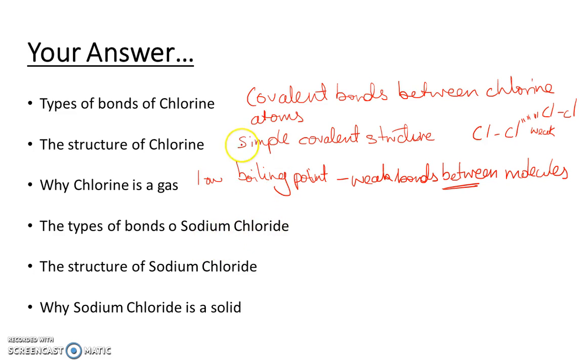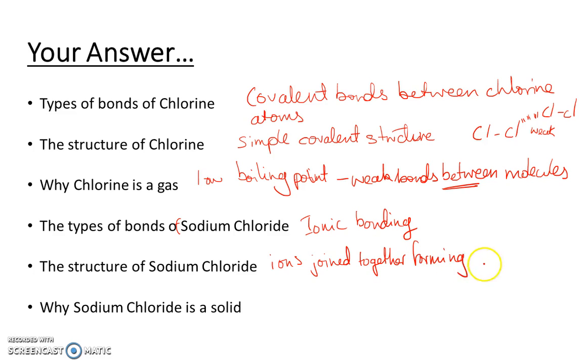But then you can talk about the types of bonding in sodium chloride. And we know that sodium chloride is a giant ionic structure. So we have ionic bonding. And if we think about the structure of sodium chloride, what we've got is our ions joined together, forming a lattice. A very, very important word.